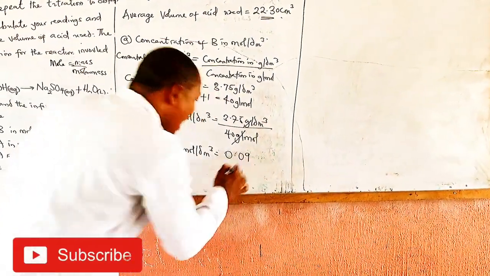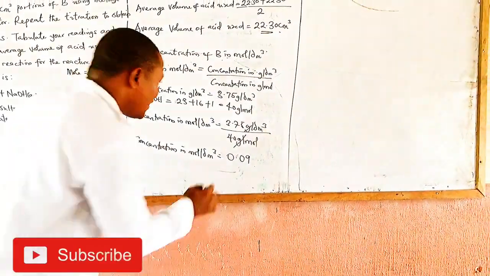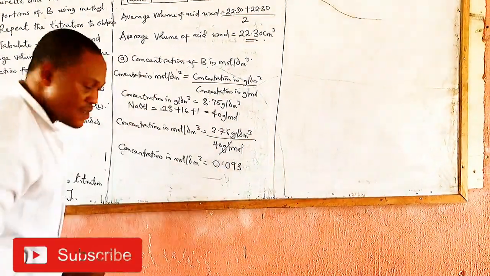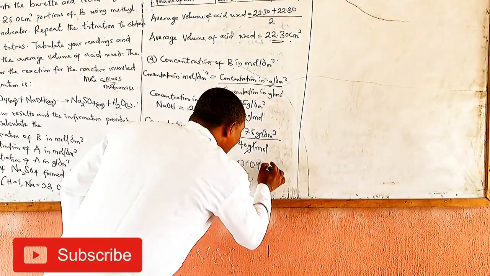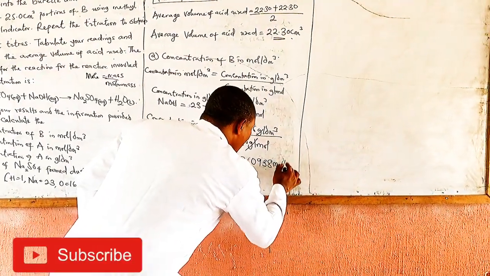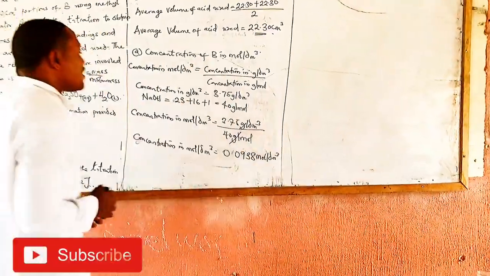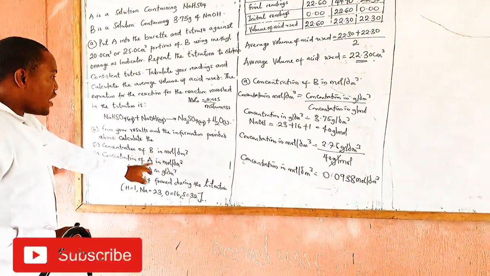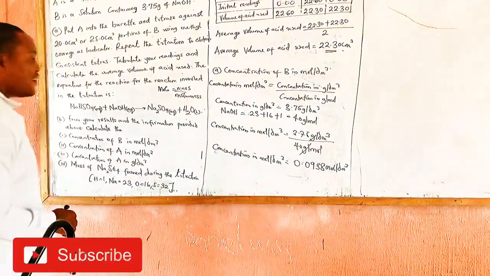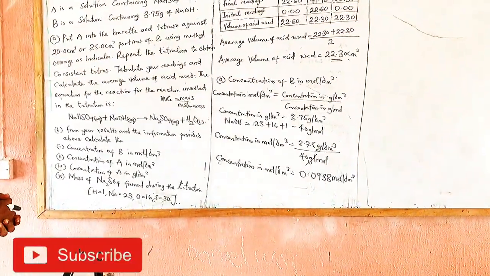0.0938, 3.75. That's what I have here. So I'll say 0.0938 mole per dm³. That's sorted. That's question 1. Concentration of B in mole per dm³ is 0.0938 mole per dm³.